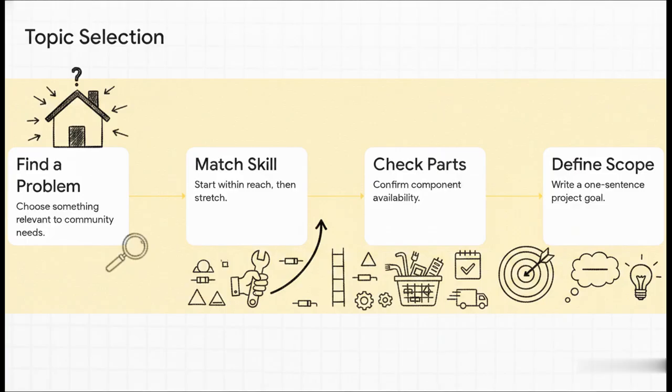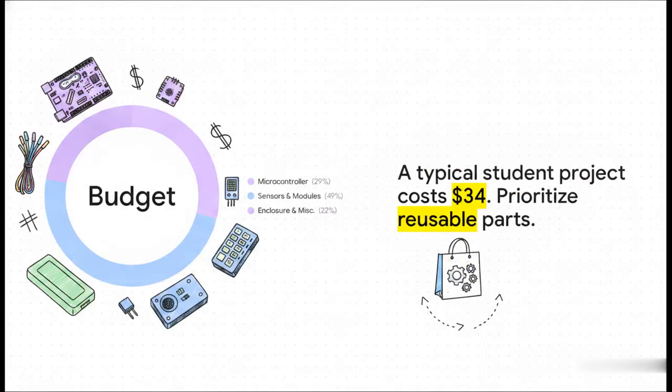And step 4, this is essentially the golden rule of engineering projects. Define a clear scope. Listen, if you cannot summarize your project goal in one single sentence, it is way too broad. Seriously, shrink it down. And let's talk numbers, because budget matters, right?